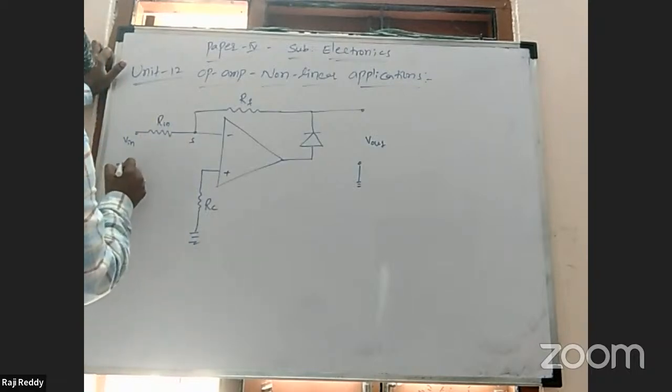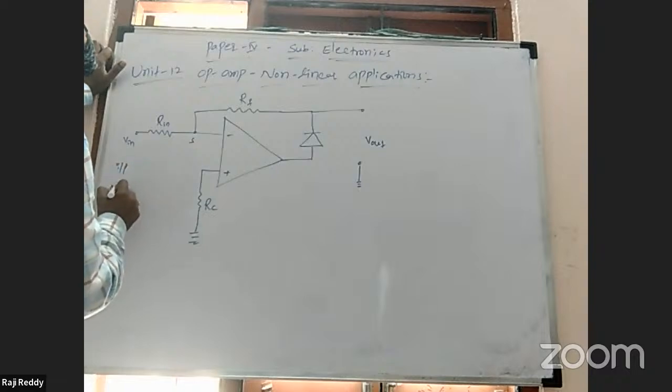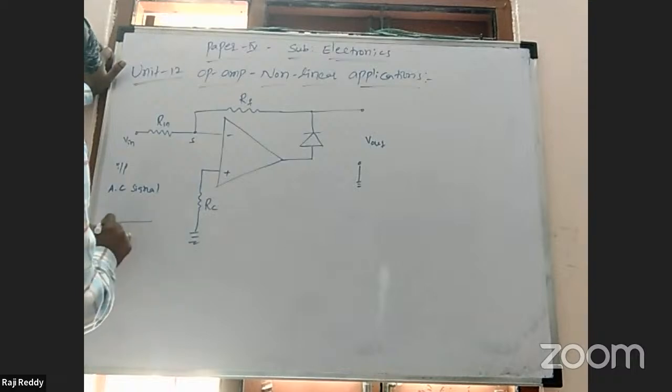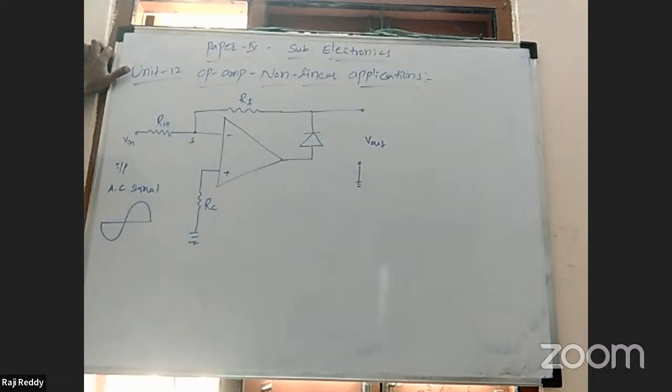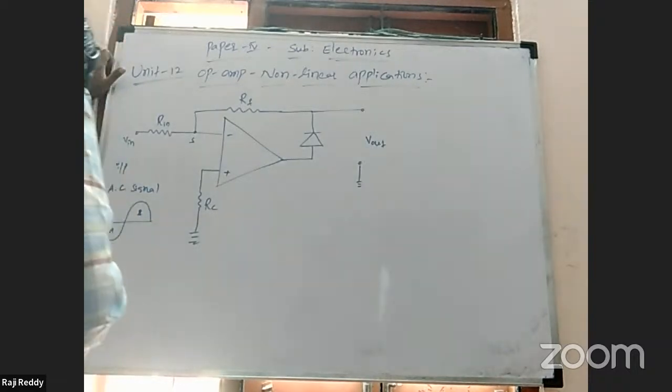Here the input is an AC signal, like this, maybe positive to negative or negative to positive. I'm taking the first negative pulse, then the next positive pulse. This is A, this is B, or negative, positive, whatever may be the style.